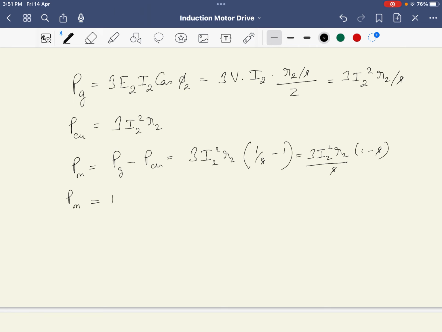So can we write PM is equal to PG times 1 minus S? We can write. And also we can write P copper loss is equal to S times PG. So these are some simple expressions usually asked in 2-mark questions, like what is the mechanical power in terms of air gap power, or what is the copper loss in terms of air gap power.